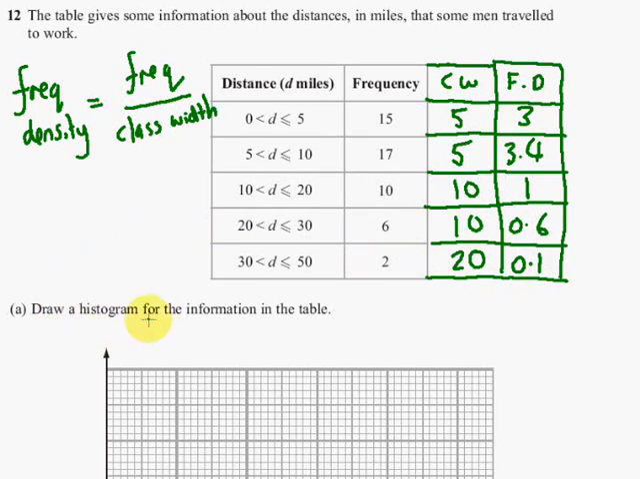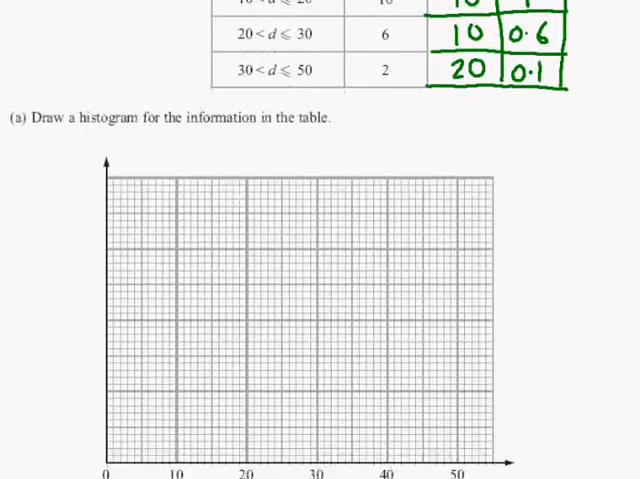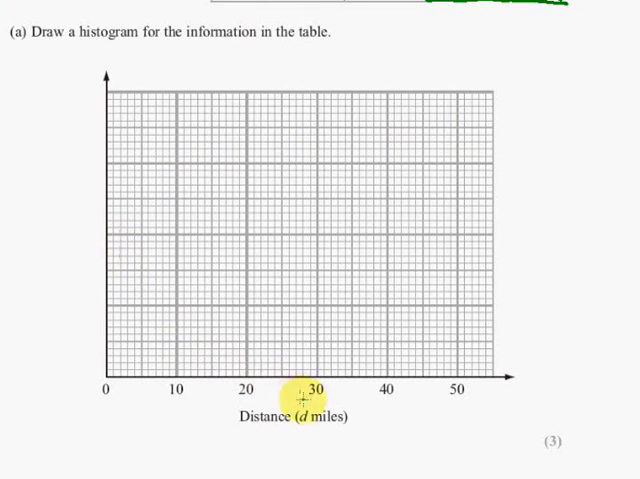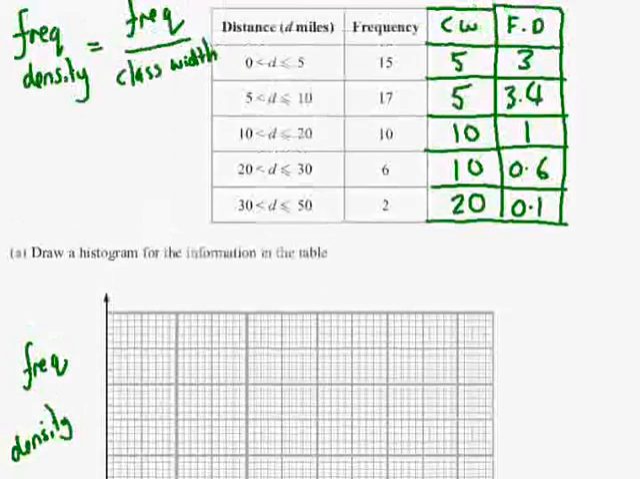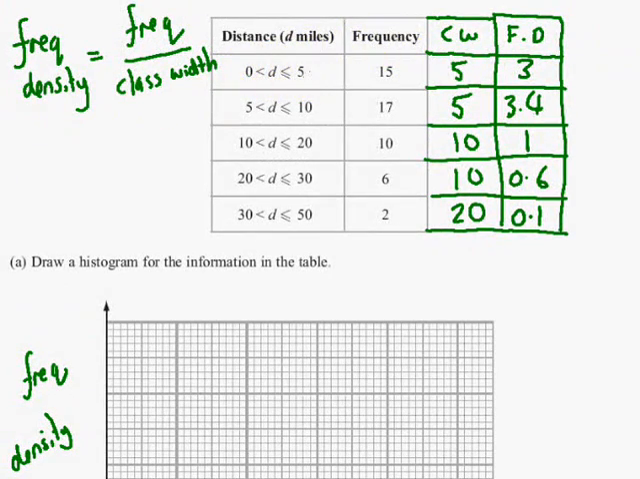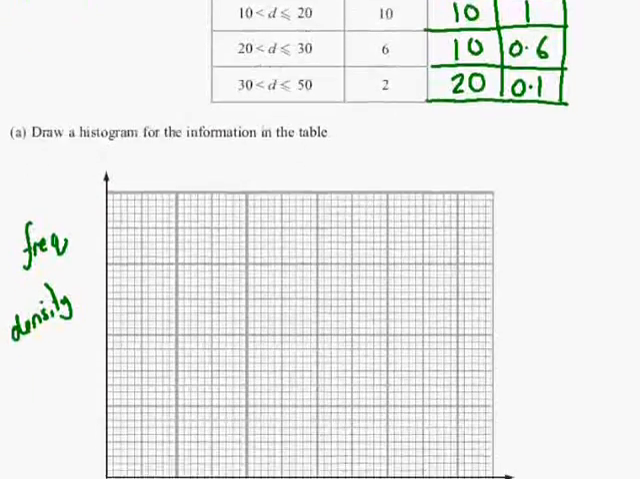Part A says, draw a histogram for the information in the table. Okay, so we're going to scroll down then. We're going to have to keep scrolling back up, unfortunately. Now, on the x-axis, you've got the distance. On the y-axis, you'll have frequency density. Now, you're going to have to pick a scale, but the first one is from 0 to 5, so get your ruler. So 0 to 5, and the frequency density is 3. Okay, the highest frequency density is 3.4.